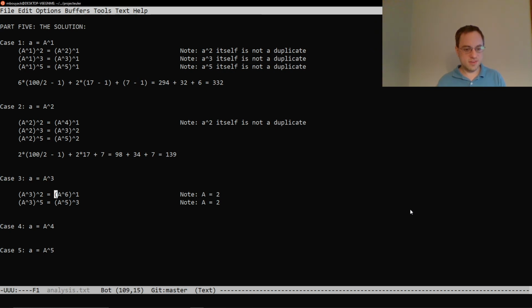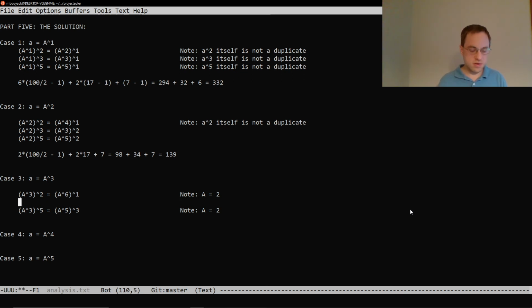the lowercase a squared case only works with capital A equals 2, but if we have values that are divisible by 4, if we can find a case where a to the 4th is a duplicate, that might work for a equals 3. And in fact, that is the case. If we look at a cubed to the 4th, that's going to be equal to a to the 4th cubed. And that's going to work in all cases.